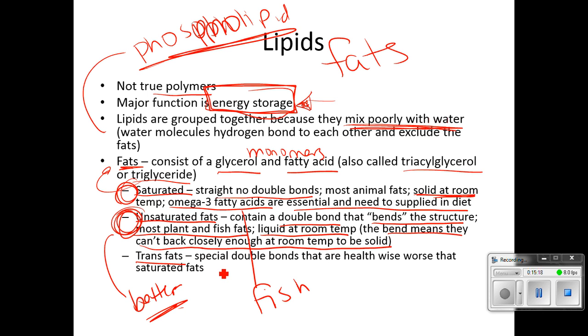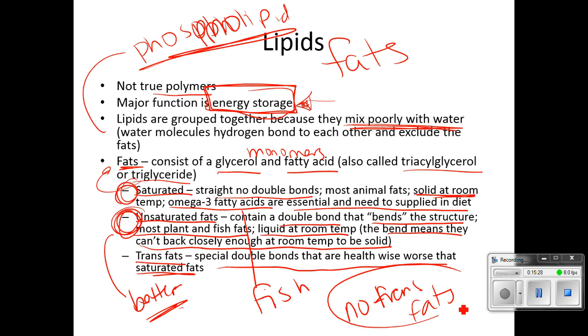Trans fats have a special double bond, and they're actually the worst. So you'll see a lot of products that say no trans fats, and they're really highlighting this because in the media we've shown, or we try to educate the public that trans fats are bad. These are actually man-made fats that have a special double bond. They're not good for you at all. They really contribute to heart disease.